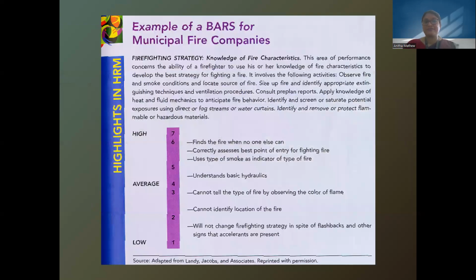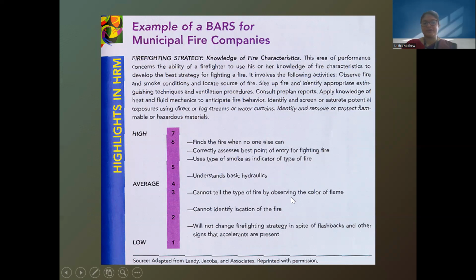Another example here is for a firefighter of a fire company. You can see some of the behaviors mentioned down. Let's look into it. So it is categorized as low, average, and high. In the low, you will see the first description is will not change firefighting strategy in spite of flashbacks and other signs that accelerants are present, cannot identify location of the fire. So these are certain basic things a firefighter should be able to do in his job. And if he's not able to achieve it, then his performance is low, right?